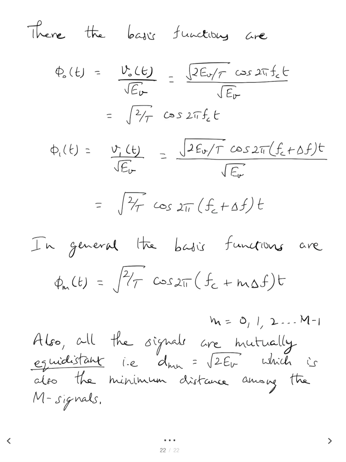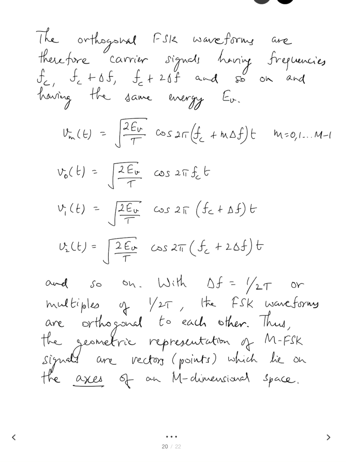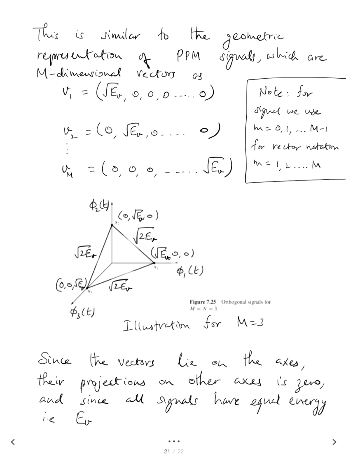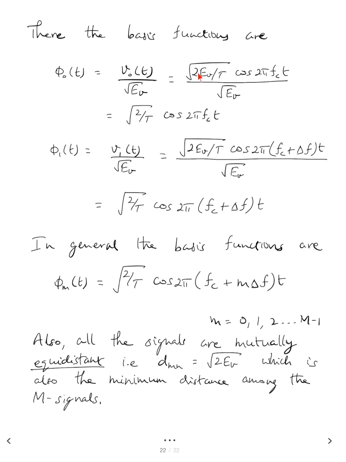Since the signals are lying on the axis, the Gram-Schmidt procedure will result in basis functions that are simply the signal divided by the norm of the signal, which is the square root of energy. What is our signal? The first signal is square root of 2 Eb by T cosine 2 pi fc t. We divide it by its norm, which is root Eb. So the root Eb and root Eb cancel out. All you're left with is root 2 by T cosine 2 pi fc t, that is your first basis function.